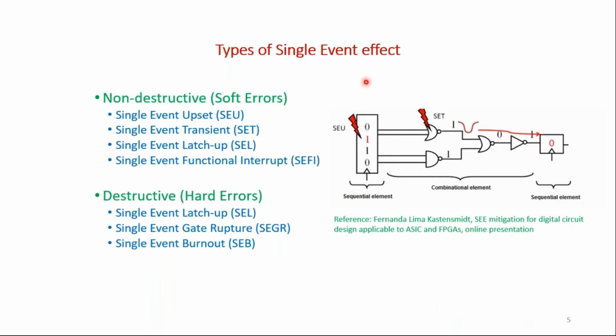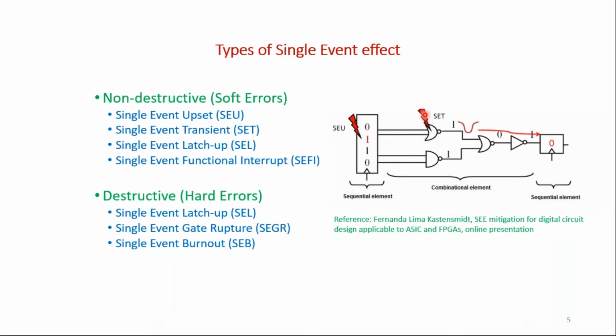So what are the types of single event effect? We have two types, non-destructive and destructive. The non-destructive could be single event upset, SEU, single event transient, SET, single event latch up, SEL, and single event functional interrupt, SEFI. So for example, in this picture, you can see a charged particle has struck an SRAM, for example, and has switched the state of this cell from 0 to 1.